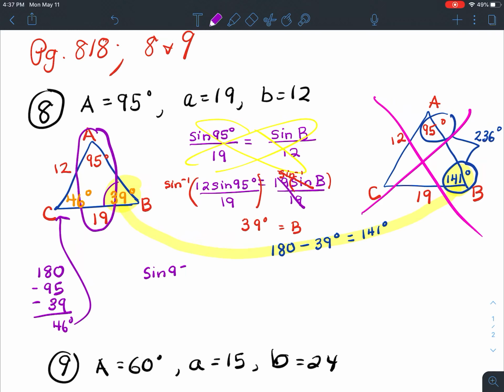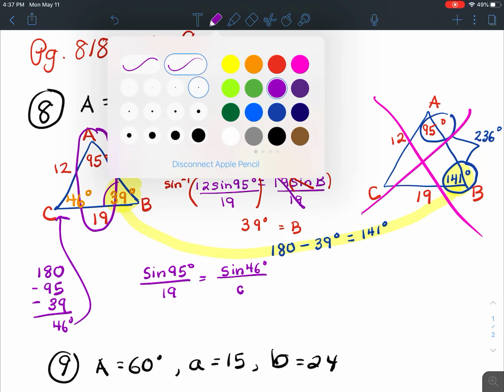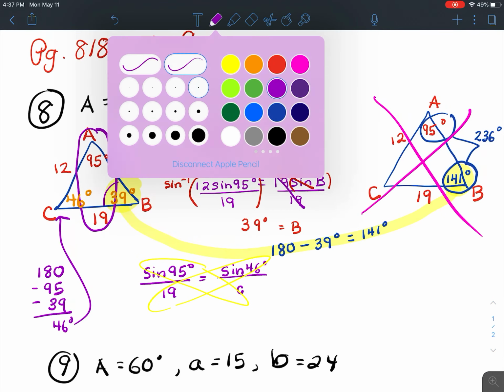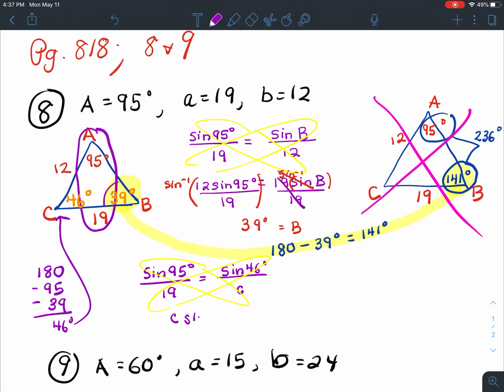Again, just see how I'm adding these things onto the picture. Now to get side C, I'm going to go back to the strong ratio, sine of 95 over 19. I'm going to set that equal to sine of 46, because that's angle C, and I'm going to put that over side C, lowercase c. This is the last piece that I have to solve for. So I am cross multiplying.